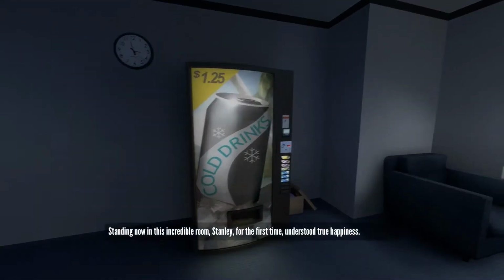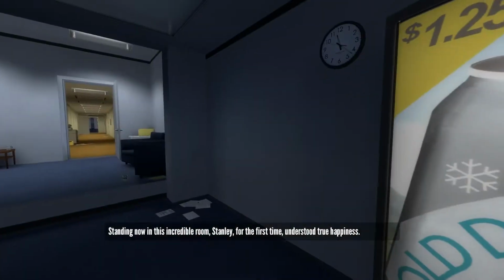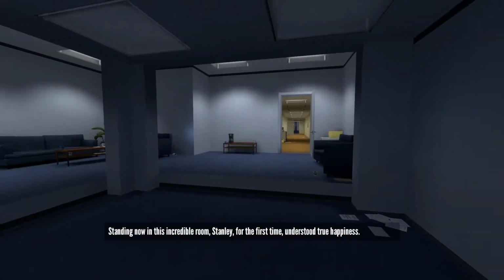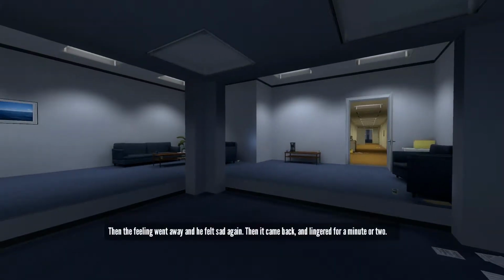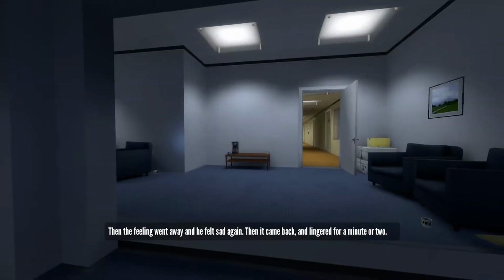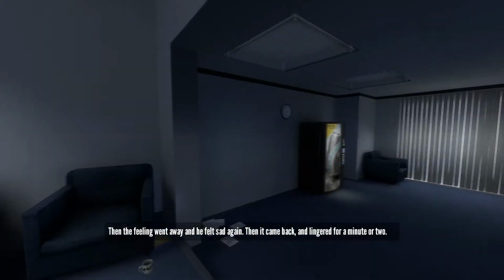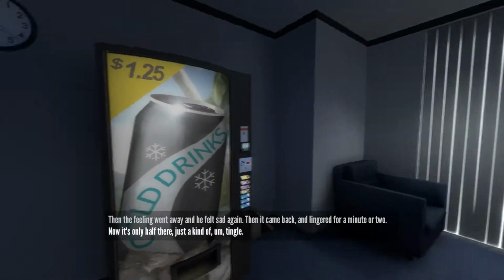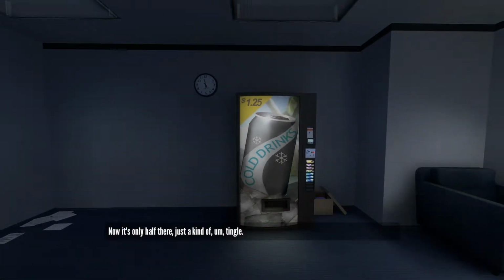Standing now in this incredible room, Stanley, for the first time, understood true happiness. Then the feeling went away, and he felt sad again. Then it came back, and lingered for a minute or two. Now it's only half there. Just a kind of tingle. Vending machine.